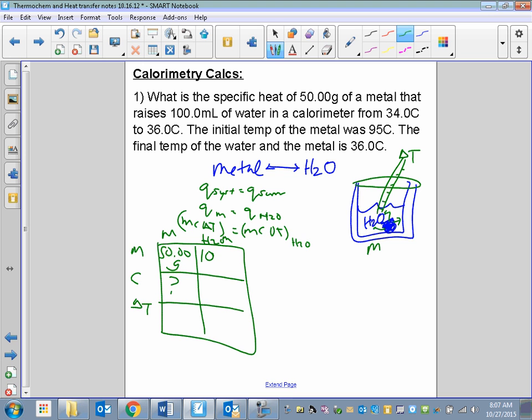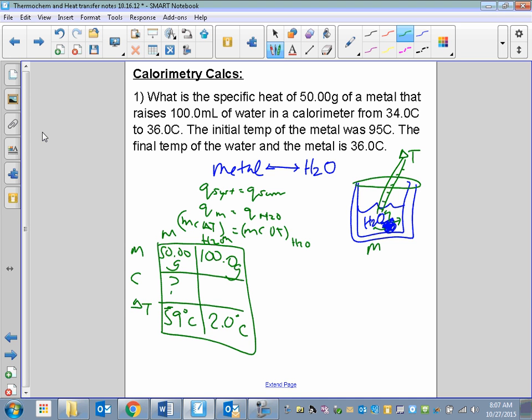So this is 100.0 grams of water, and a calorimeter from 34 degrees C to 36 degrees C. So that's for water, right? What is delta T of water? 2.0, so 36 minus 34, so you're doing final minus initial. So that's 2 degrees C for water. The initial temperature of the metal was 95 degrees C. The final temperature of the water and the metal is 36. So what is the delta T for the metal? Is that 59? Okay. So 59 degrees C.